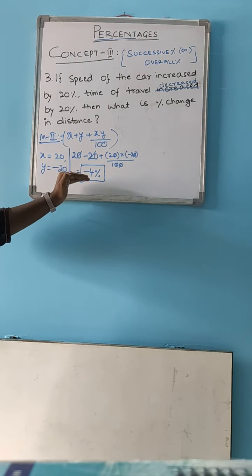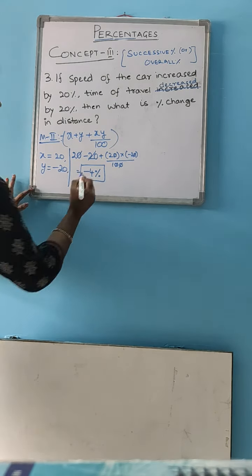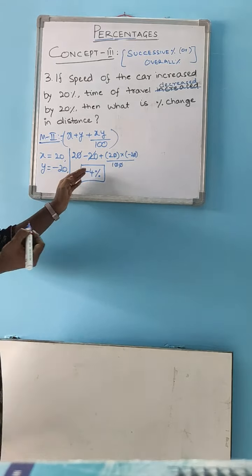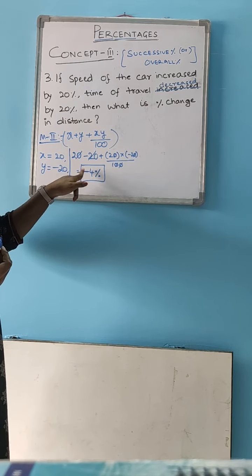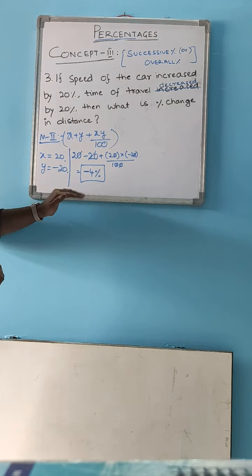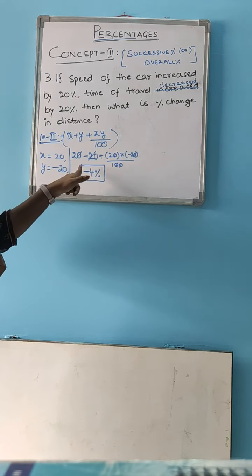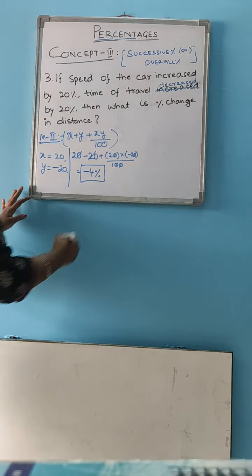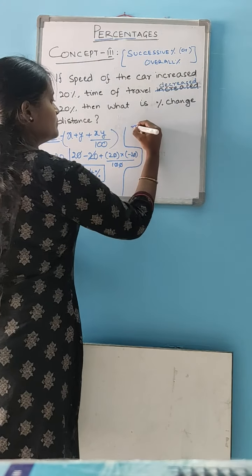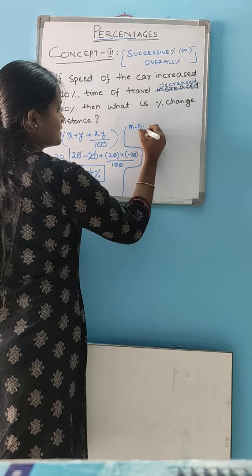That means distance travelled is reduced. Minus represents that distance travelled is reduced. If it is positive, if it is plus 4%, then distance travelled increased. If it is minus, distance travelled is reduced. We will see the same problem with method 3.